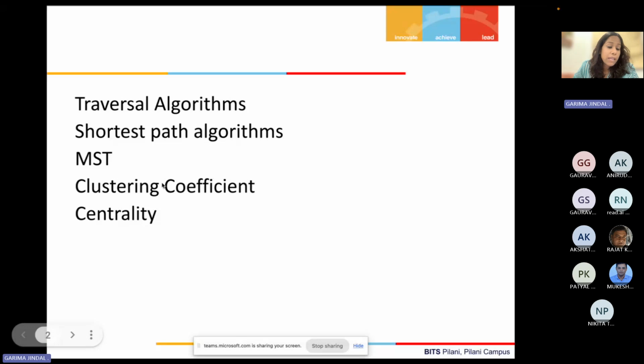Next we will move on to the network measures. One of the network measures that we are going to discuss in today's lecture is the clustering coefficient. After discussing the mathematical part and the algorithm of the clustering coefficient, we will move on to calculating centrality. Centrality calculation is one of the very crucial operations in social media networks.